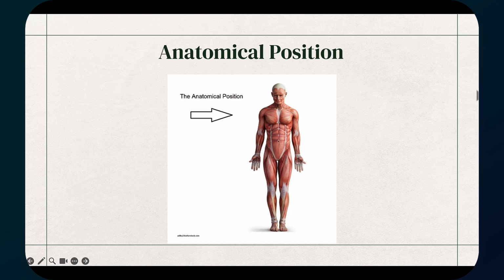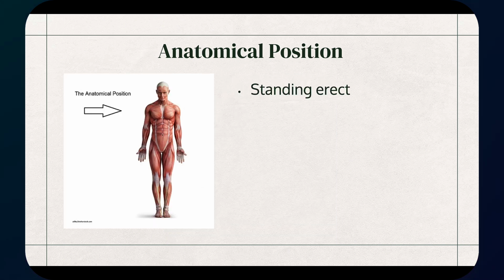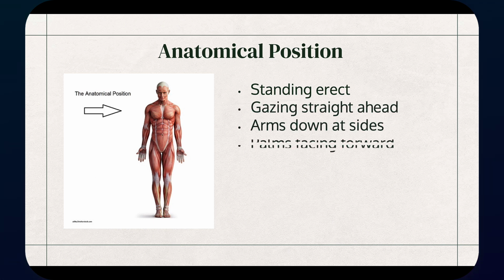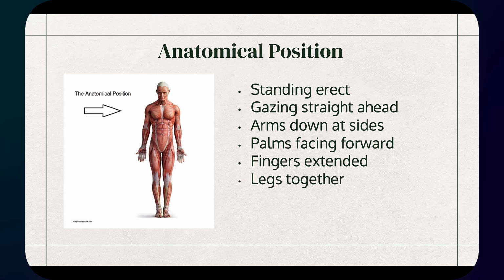Anatomical position is used to describe the positions and relationships of structures in the human body. We use this to correctly identify specific locations and directions when dealing with patients. And this is the position from which all directions and descriptions are made. Anatomical position is with the person standing erect or upright, looking straight ahead. Arms are down at the sides, the palms are facing forward, the fingers are extended, the legs are together, and the toes are pointing forward.